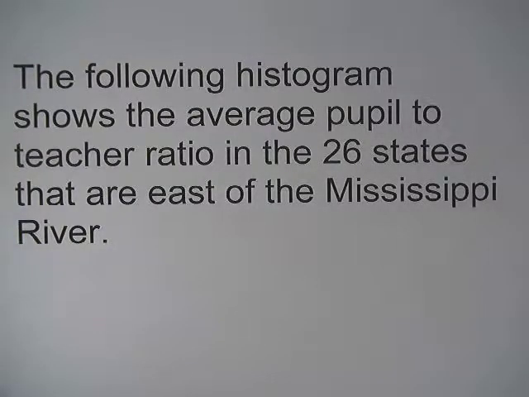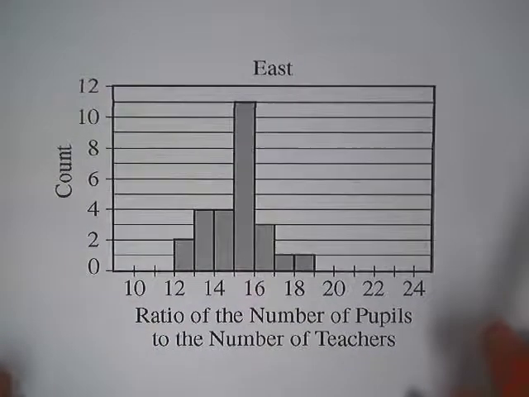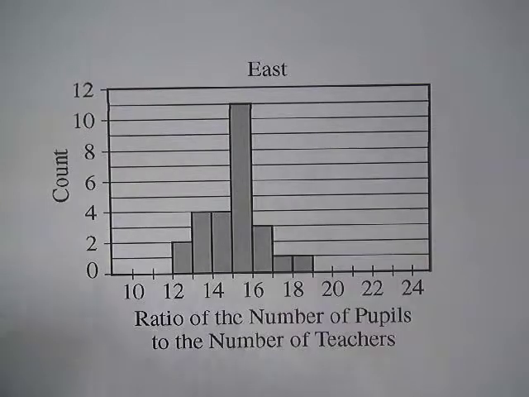So the following histogram shows the average pupil to teacher ratio in the 26 states that are east of the Mississippi River. Okay, so the United States is broken up into east of the river and west of the river. So let's start by taking a look at the histogram here and make sure we understand what it means.